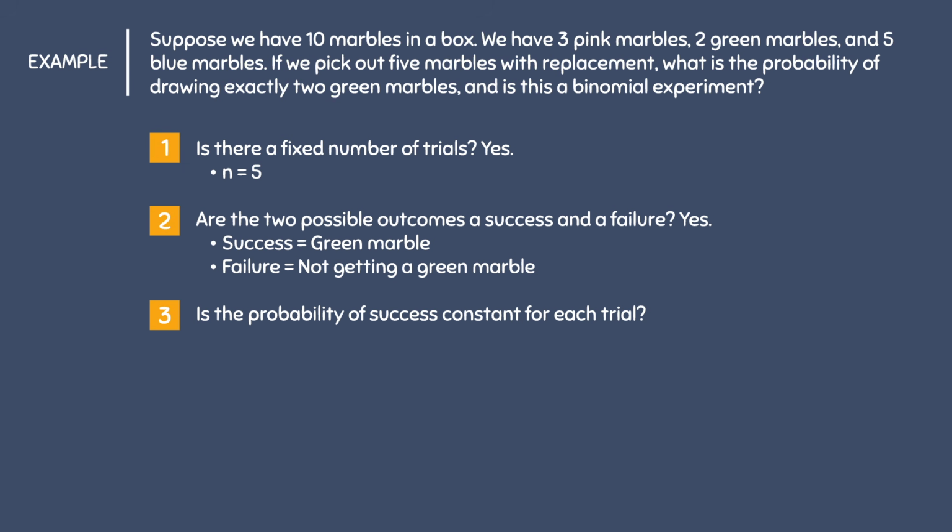Is the probability of success constant for each trial? Yes. Because we are doing the experiment with replacement, every time we conduct a trial or randomly pick out one marble, we put it back into the box before drawing another marble. If we didn't do this, the trials would become dependent on one another instead of being independent. In this case, the probability P of success is equal to the probability of getting one green marble, which is equal to 2 over 10 or 0.2.